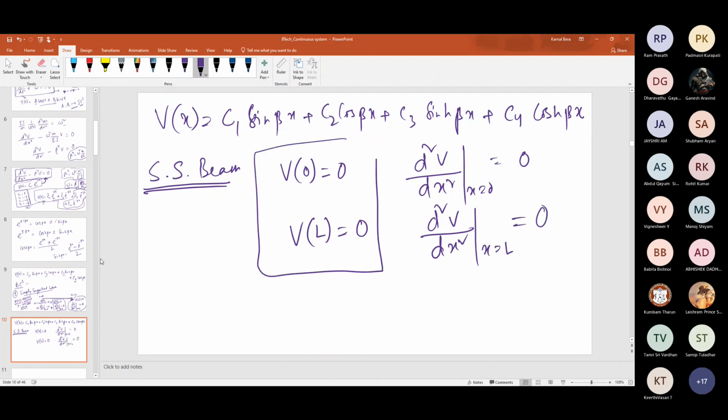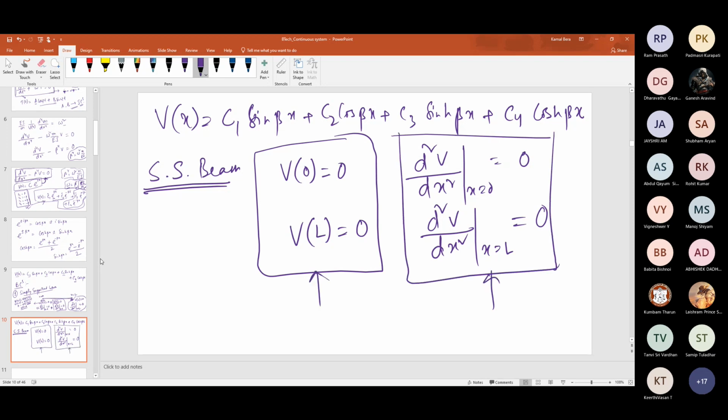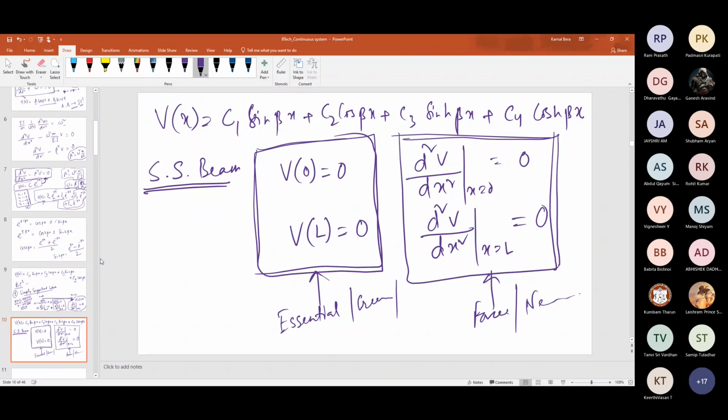So what are these boundary conditions I talked about yesterday, and what category? The first one is essential, the second is not. Essential, or geometric, or Dirichlet boundary condition, and this is the force boundary condition or Neumann boundary condition. So this set is the essential or geometric boundary conditions, and these are the force boundary conditions or the Neumann boundary conditions.